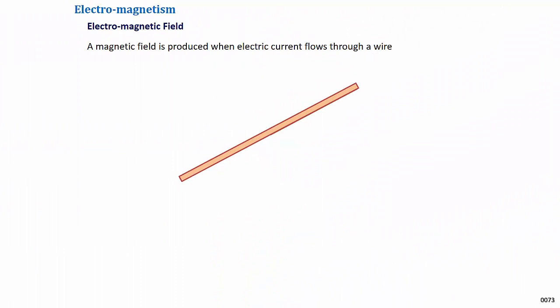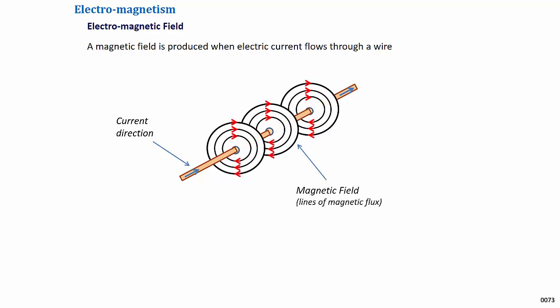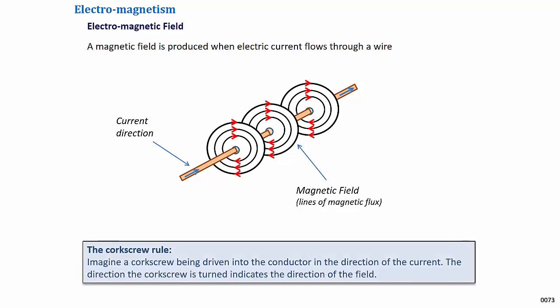A magnetic field is produced when an electric current flows through a wire. Looking at the conductor shown in the diagram, the current direction is indicated by the arrows. As the current flows, a magnetic field is produced with the flux lines acting in concentric circles about the conductor. The direction of the flux lines may be determined using the corkscrew rule. If you picture a corkscrew being driven into the conductor in the direction of the current, then the direction the corkscrew is turned indicates the direction of the field.